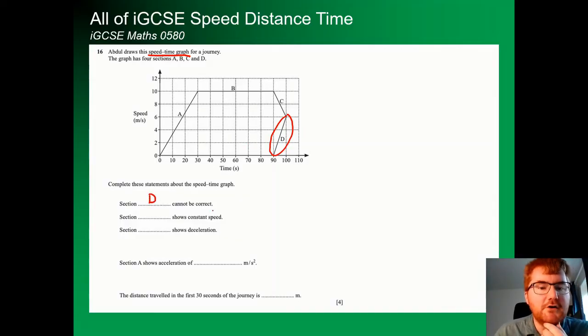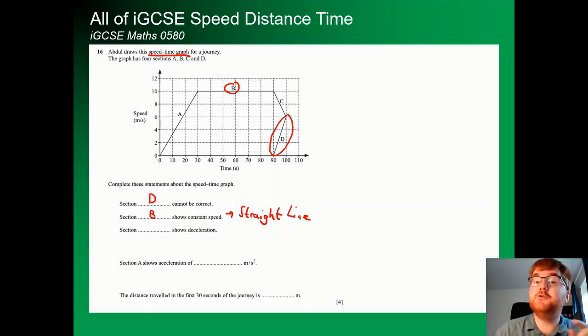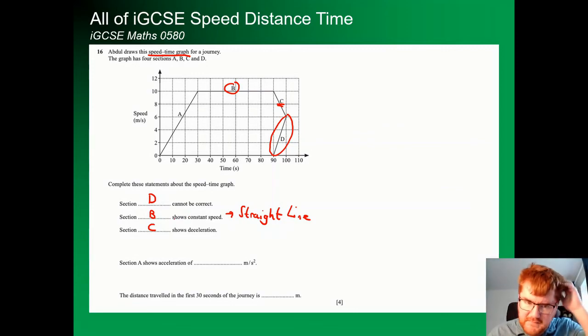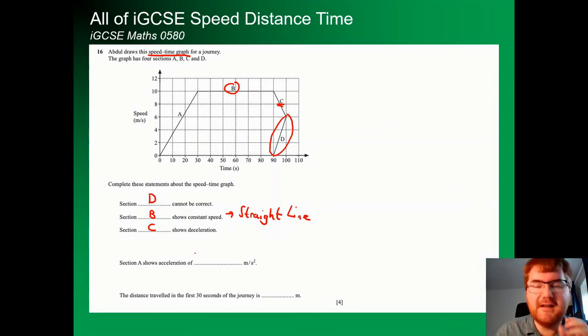Section D. Constant speed. Well, constant speed will always be, on a speed time graph, a straight horizontal line. So which part is a straight horizontal line here? Well, that's part B. So we pop in B. And deceleration, we saw this in the previous question, is when we've actually got a negative gradient. Where do we have a negative gradient? Well, that's at part C. So that's fairly straightforward. Section A, again, is working out acceleration.